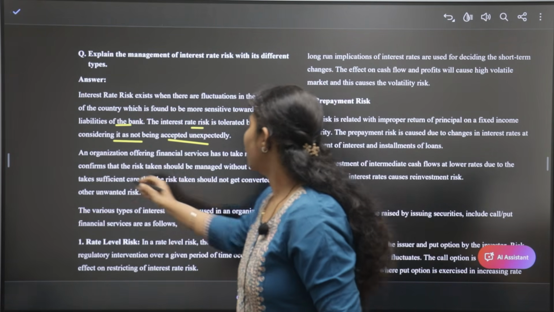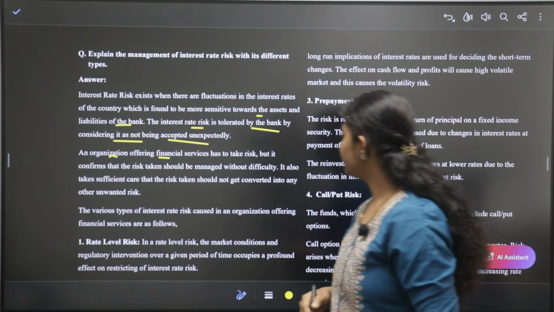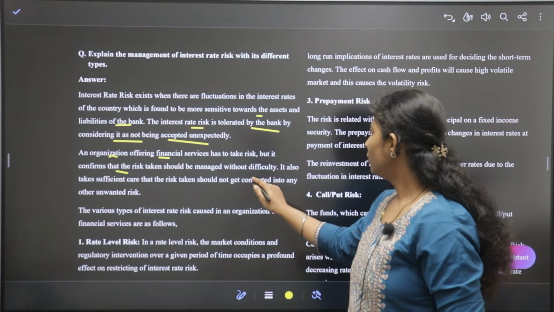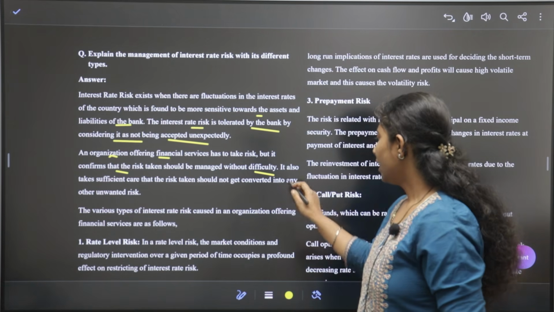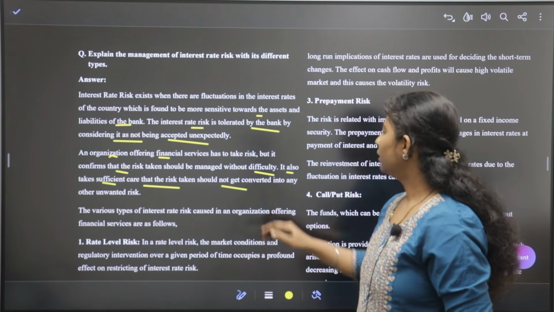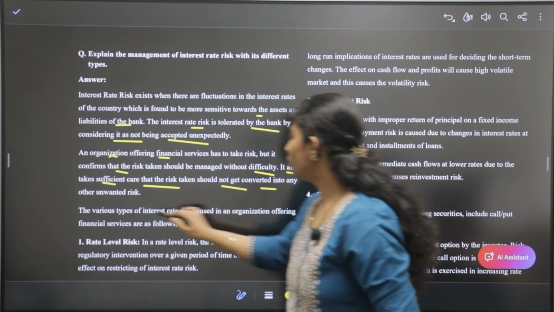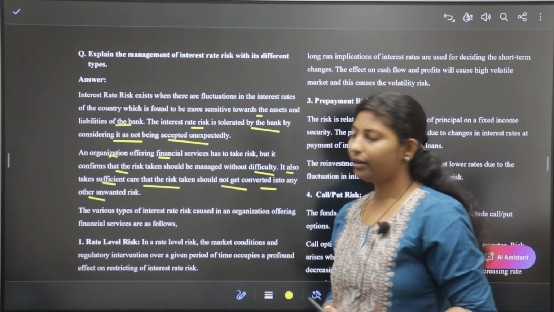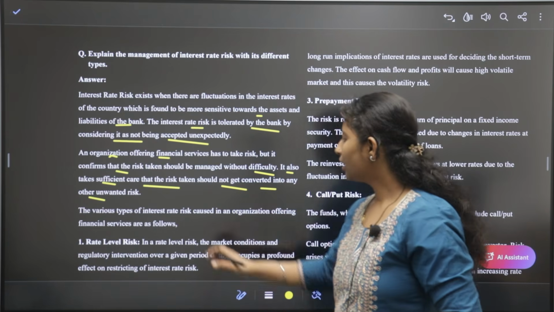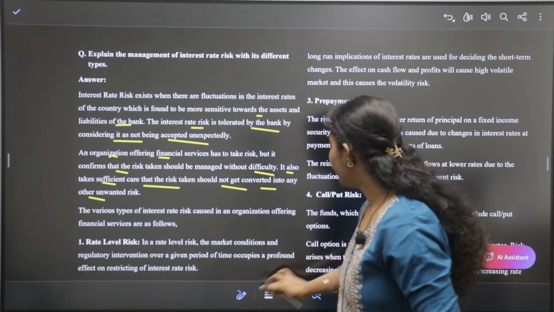An organization offering financial services has to take risk, but must confirm that the risk taken can be managed without difficulty. It must also take sufficient care that the risk taken is not converted into any other unwanted risk.